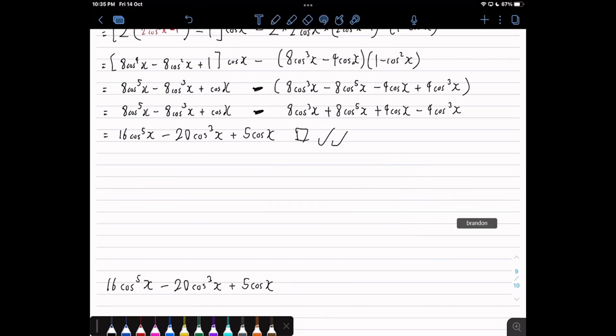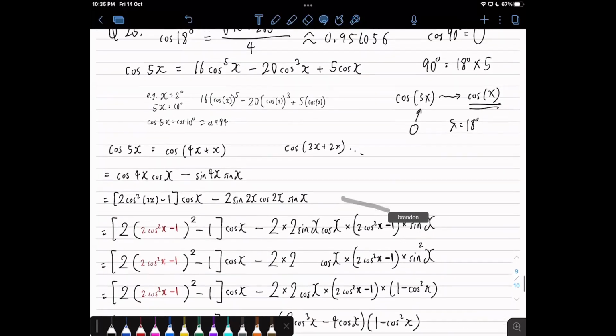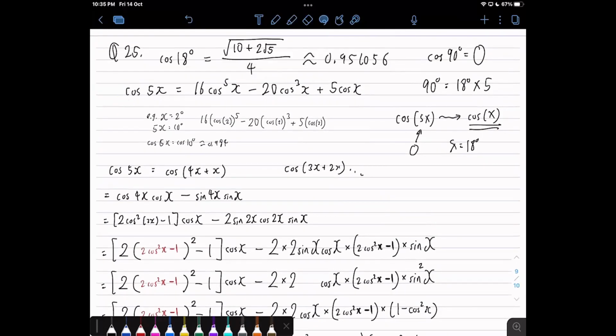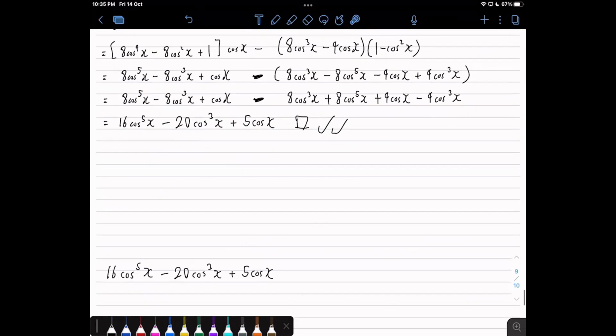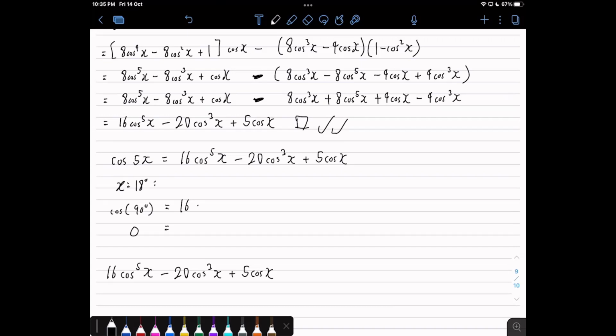So let's write down the identity again, which we have already proven. We're going to use this to show that cosine 18 degrees is equal to that fellow over there. So what happens if we substitute x with 18 degrees? That means we end up with cosine 5 times 18, which is 90 degrees, which equals 0. And then 16 times cosine 18 degrees power 5.